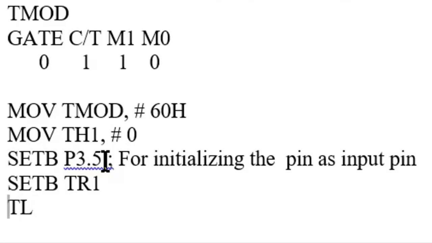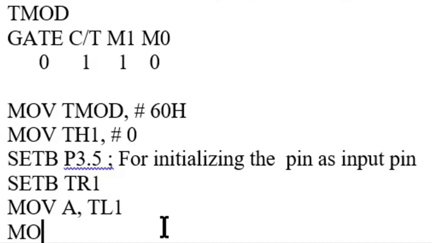How can this value be taken? For this we will use 2 instructions, MOV A, TL1. So the count value from the TL1 will be copied to A, and this will be transferred into the port: MOV P2, A. So by these two instructions, what will happen? The counted value from the T1 will be copied into A and from A to P2. Means whatever the value in TL, that will be copied into P2.